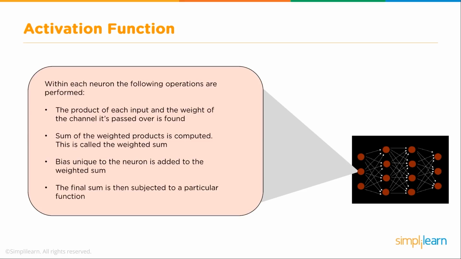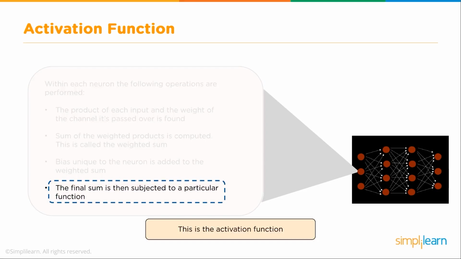The final sum is then subjected to the particular function. And we'll discuss that particular function. That part is really important because those functions have a huge impact on how well your model performs under different conditions. The final sum is then subjected to a particular function. This is the activation function. So if you ever hear the term activation function, that's what we're talking about. What activates this cell and what doesn't.